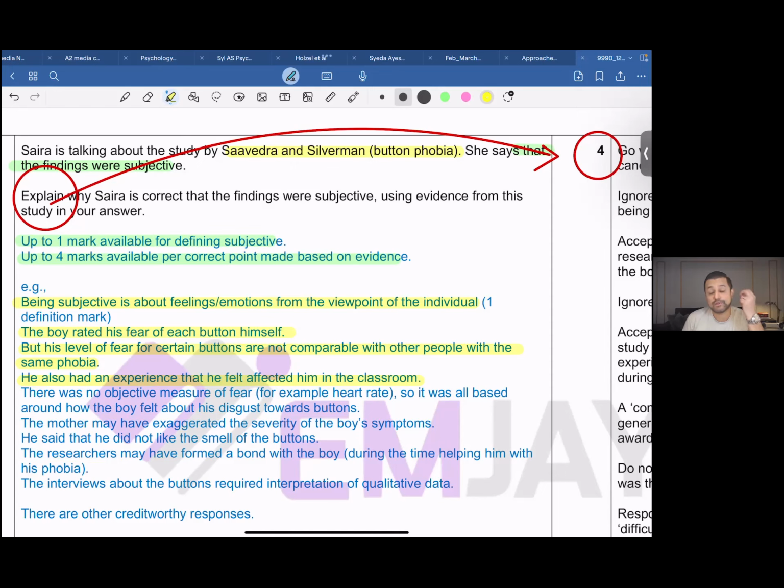Try using, if it's a 4-mark question, try writing 4 points. Try writing more than 4 points. Try writing 5, 6 correct points, right? Because you don't want to take a chance.